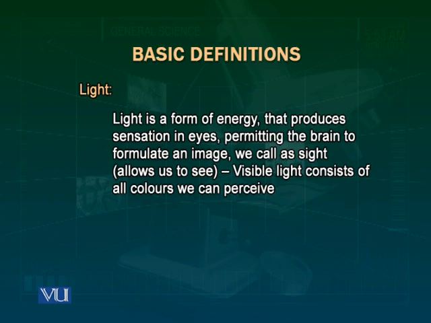What is light? What do we say is light? You can see me because of a light. Light basically is energy which produces a sensation in our eyes and hence allows us to see. Now, visible light consists of all colors which we can perceive. That can be red, violet, blue, indigo, green, yellow, orange, the 7 colors of the rainbow. Plus, if somebody can see more colors than that, welcome, they have got more sensitive eyes.